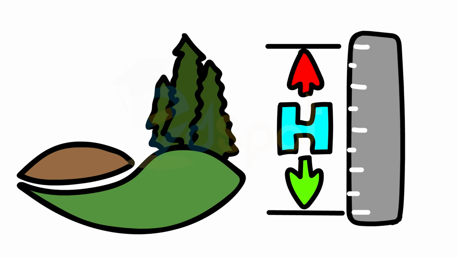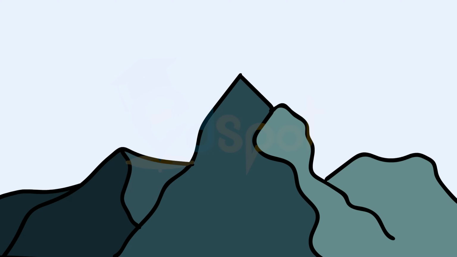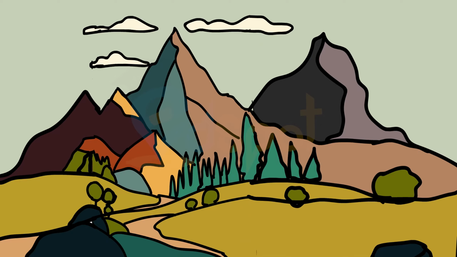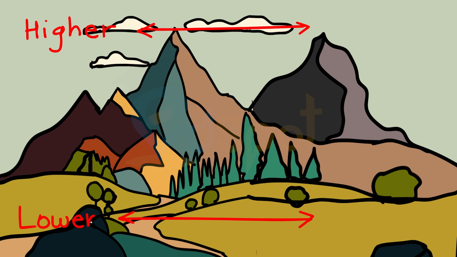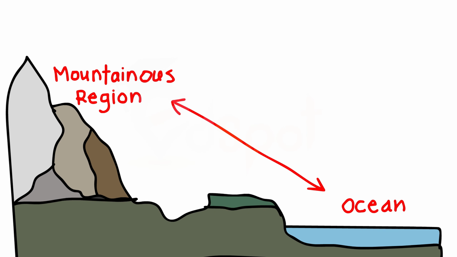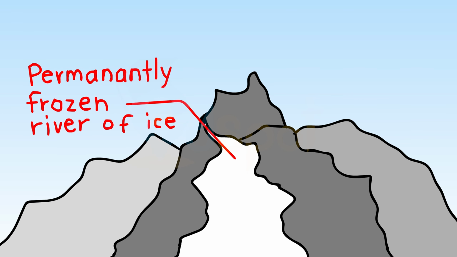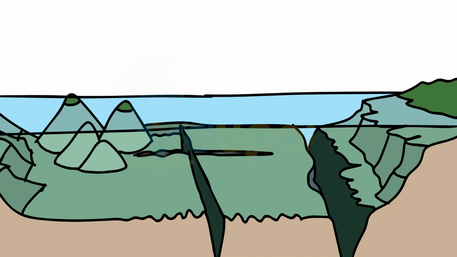Mountains. A mountain is any natural elevation of the Earth's surface. The mountains may have a small summit and a broad base. It is considerably higher than the surrounding area. Some mountains are even higher than the clouds. As you go higher, the climate becomes colder. In some mountains, there are permanently frozen rivers of ice. They are called glaciers. There are some mountains you cannot see as they are under the sea.